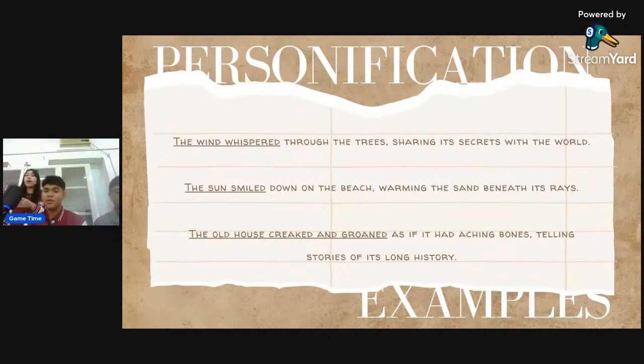Of course, the house can talk. Again, this isn't literal, but it shows you that the house has been through a lot. It's being personified. See? That was my line.